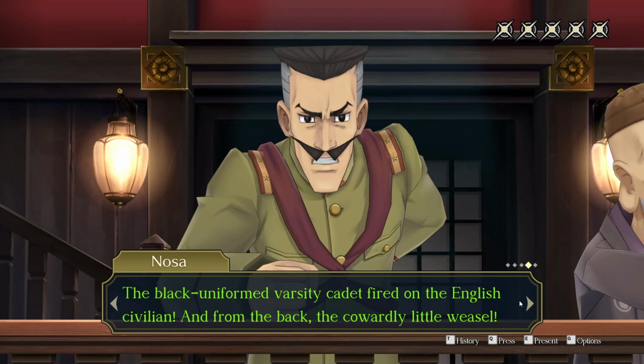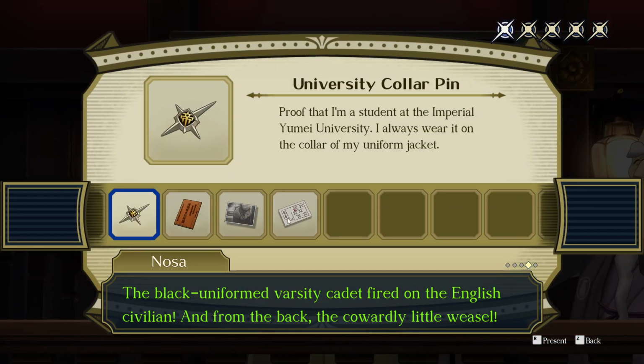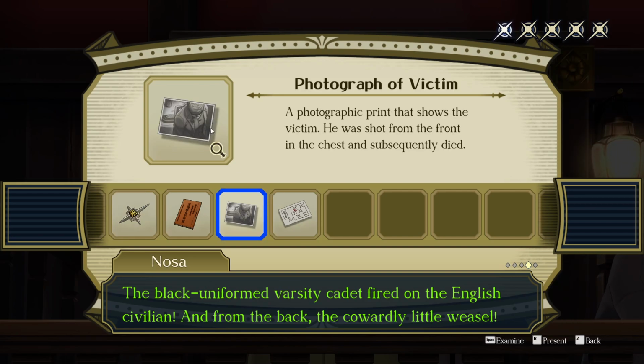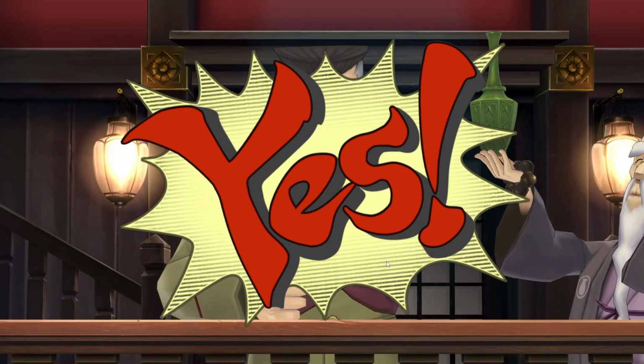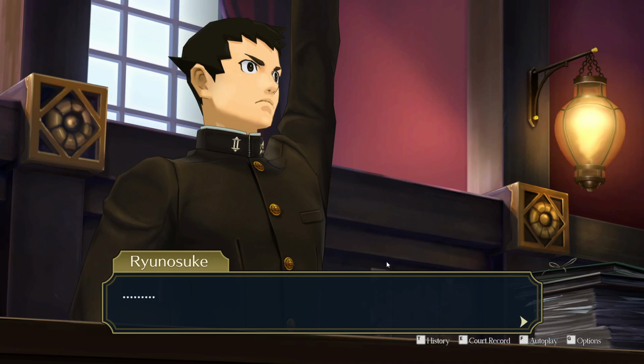That we might be able to challenge, because I think, if I pull up the court record again, these are different controls to the other game, and it's messing with my head. We can see that he was shot in the front, right? So let's try that and see if it works. Present. Yes! Yes! I like that he raises his hand every time.